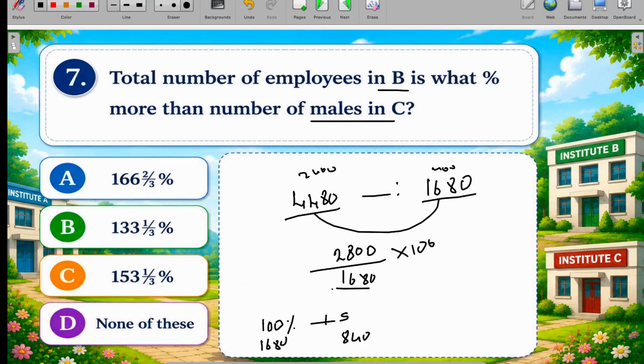840, that is 50 percentage. Then it will be 2400, but here we have 800. Then it will be 166. Maybe none of these is also possible, but I will take a chance instead of calculating fully. If I have time, definitely I will do it. But it is more than 150.